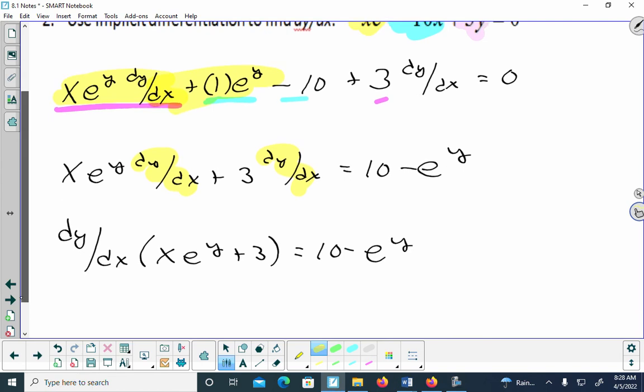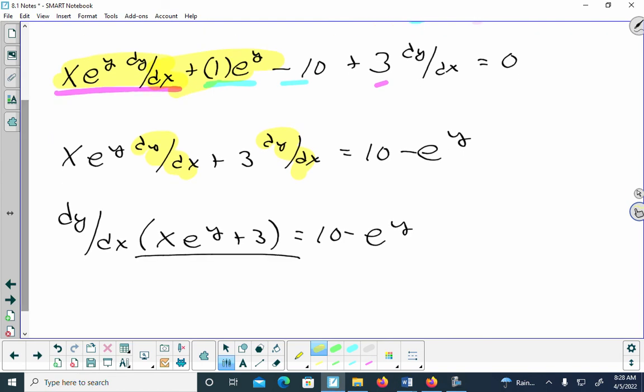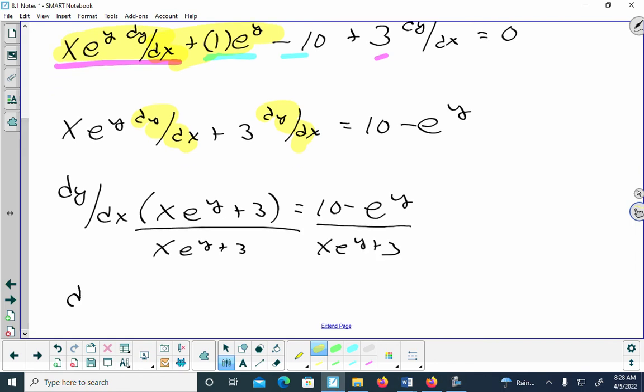And now to solve for dy/dx, I'm going to divide both sides by this quantity. So my final answer is going to be 10 minus e to the y all over x times e to the y plus 3. And remember, you could have it in a different order. You just need to check and make sure that your signs are correct.